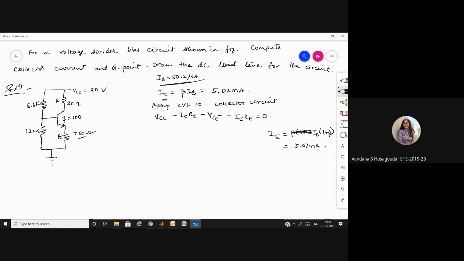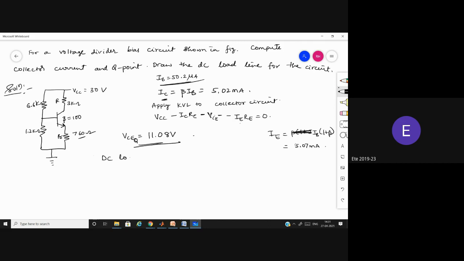Yes, sir, got it. Is it 11.08 volts? 11 or 10.9, I'll check again, sir. I guess it is 10.9. Let me know if it is wrong. Sir, I got 10.7, sir. 11.08, sir. Okay, 11.08. So VCE is 11.08 volts. Now, this represents the collector to emitter voltage.